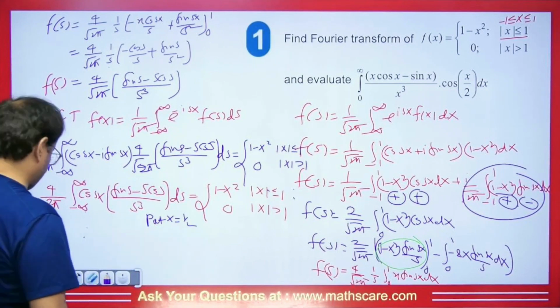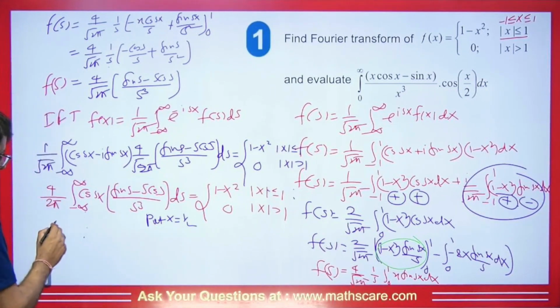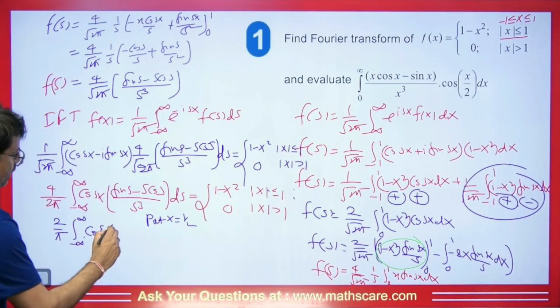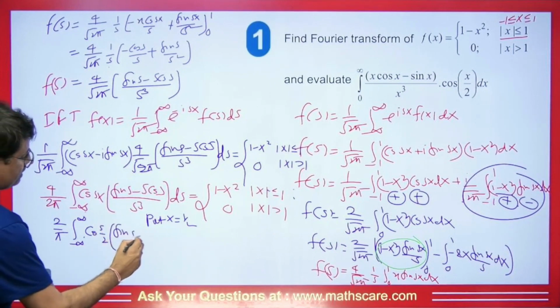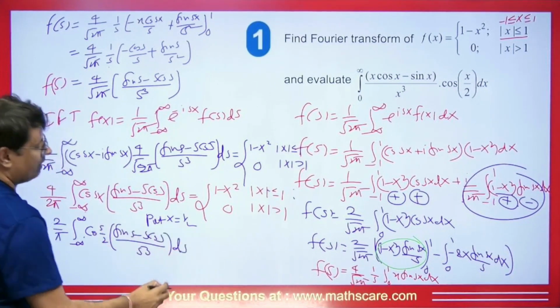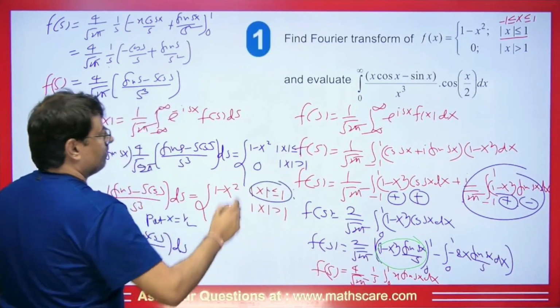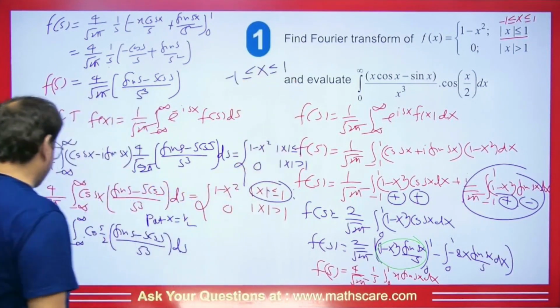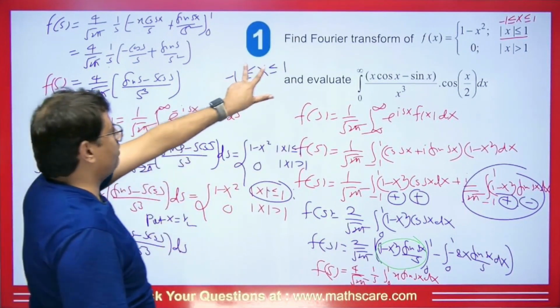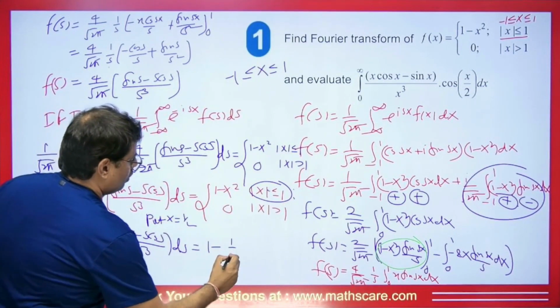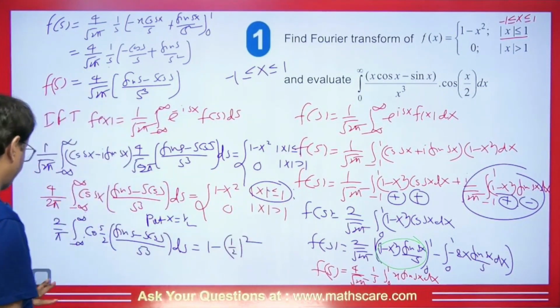So when we put 1 by 2 in place of x, we will cancel this, and then we will get 2 by pi here, limit minus infinity to infinity. This will be cos s by 2, and then here this term will be (sin s minus s cos s) divided by s cube multiplied by ds. So students, we know that mod x is less than 1 means that the value of x is between minus 1 and 1. Since we put x as 1 by 2 here, it will be within these limits, and the value of this will be equal to this, which means it will be 1 minus 1 by 2 whole square. We will simplify this.